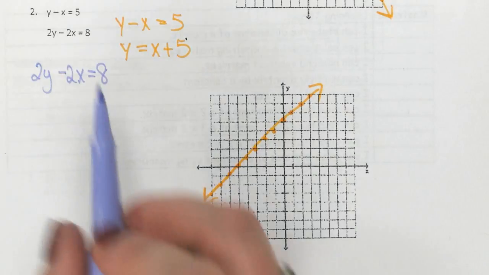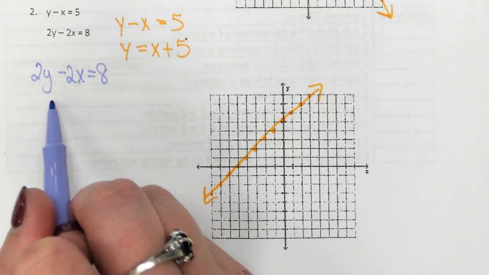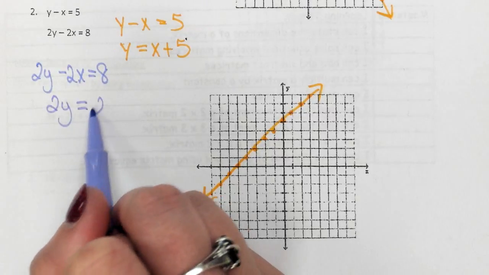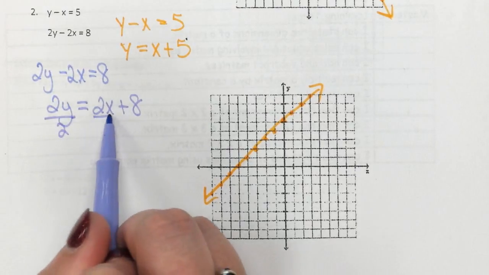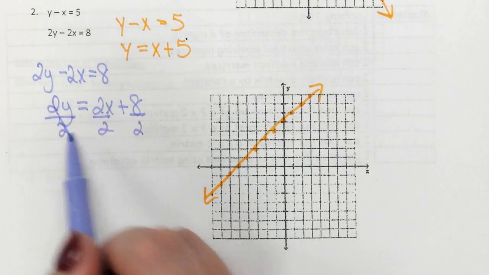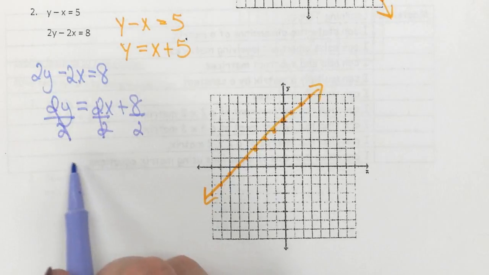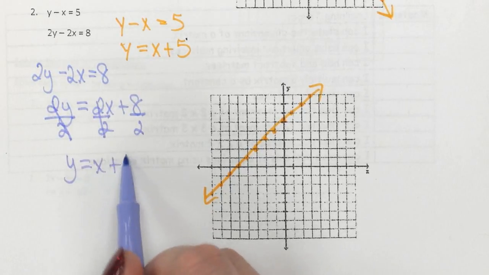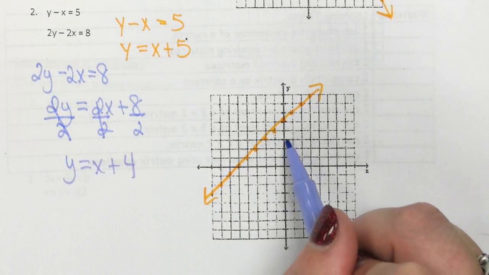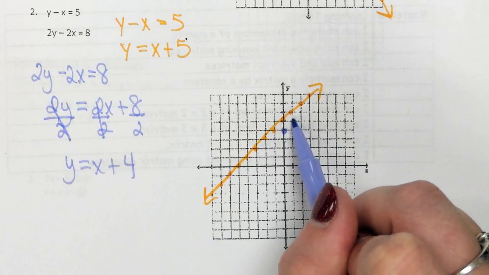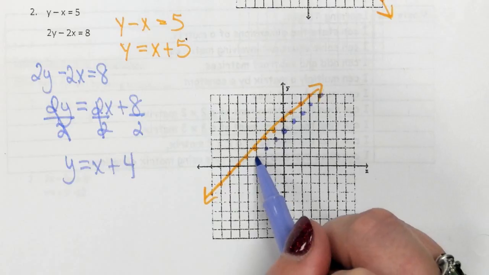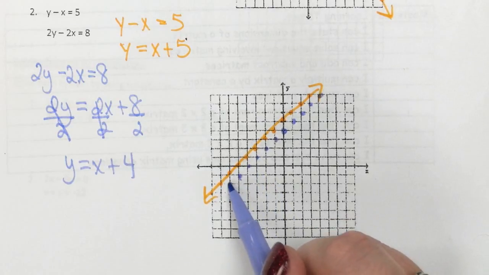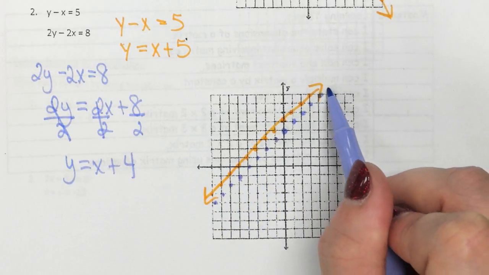All right, on the second one, stay off your phone so you can stay with us because we're going kind of fast. So we're going to add that 2x. So we're going to get 2y equals 2x plus 8. Then we're going to divide by 2. And so we get y equals x plus 4. So we're going to go up to 4 on our y-axis, and then we got a slope of 1. It's not a piecewise, so we're going to go all the way across.